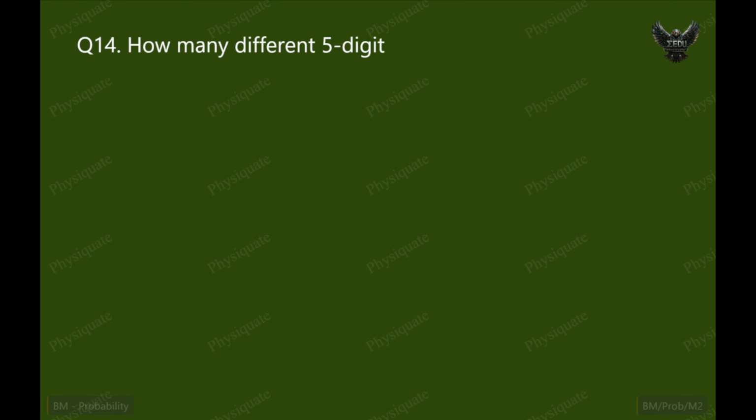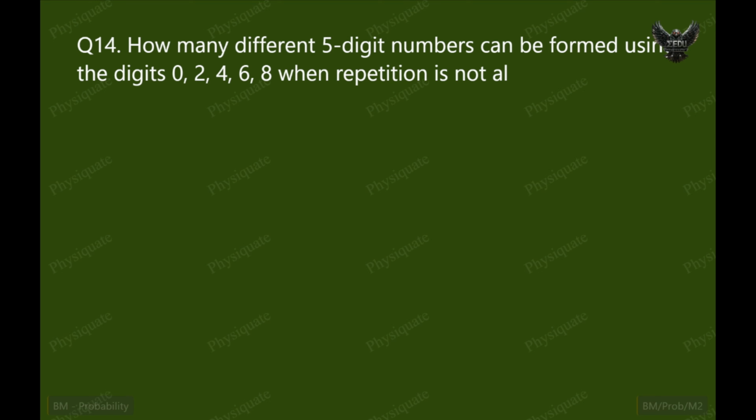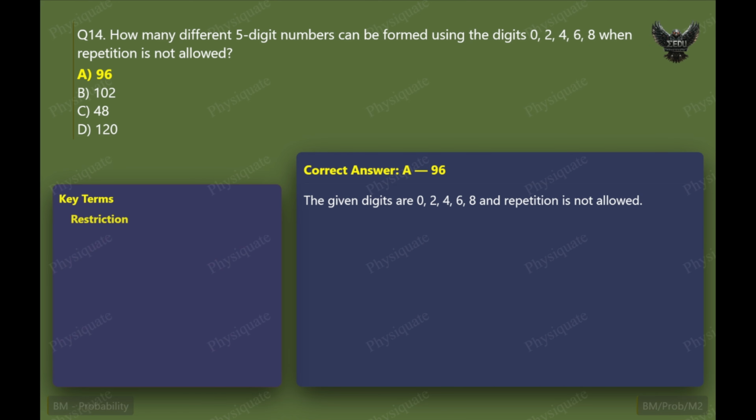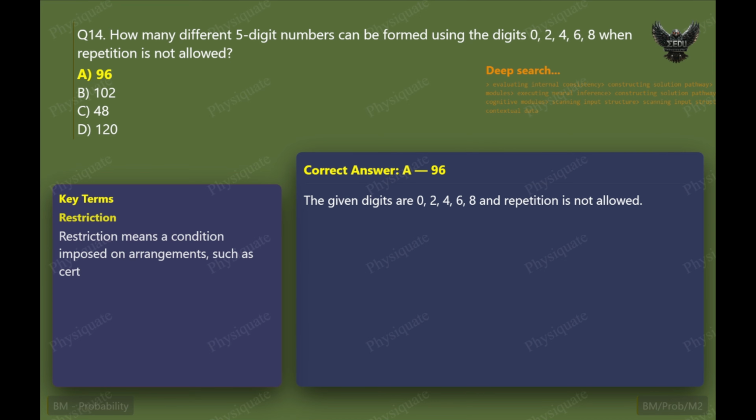Question 14. How many different 5-digit numbers can be formed using the digits 0, 2, 4, 6, 8 when repetition is not allowed? Correct answer is option A. The given digits are 0, 2, 4, 6, 8 and repetition is not allowed. Now let us consider restriction. Restriction means a condition imposed on arrangements, such as certain digits not allowed in specific positions, like leading digit cannot be 0.